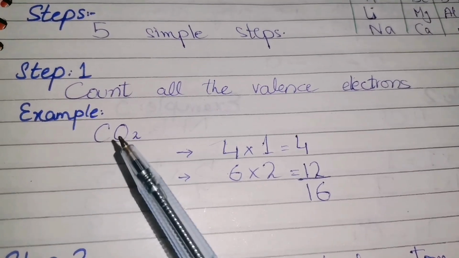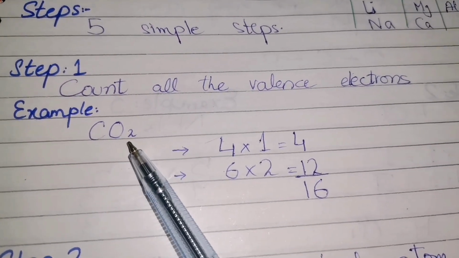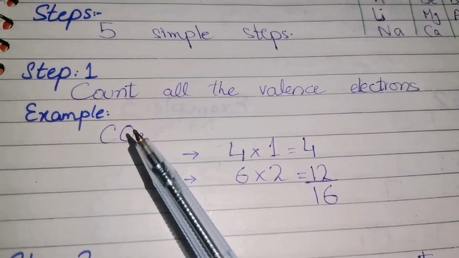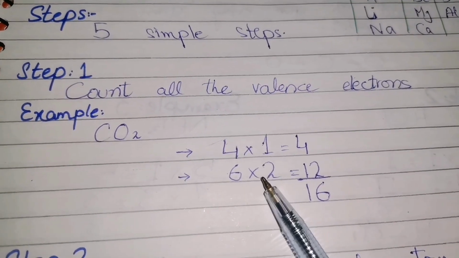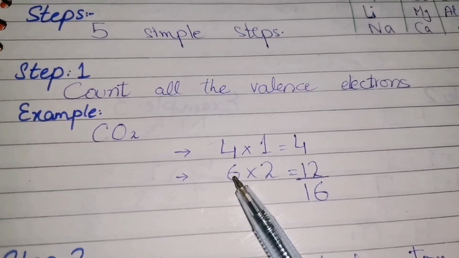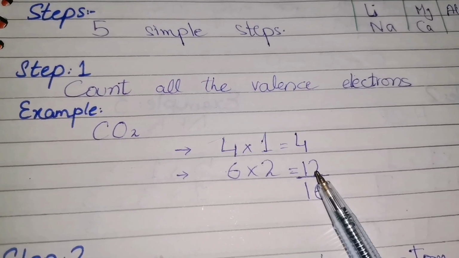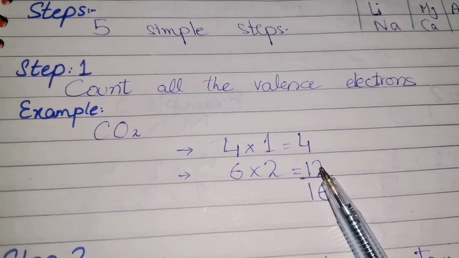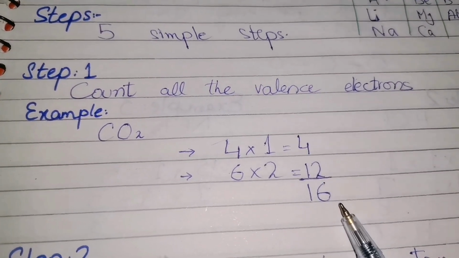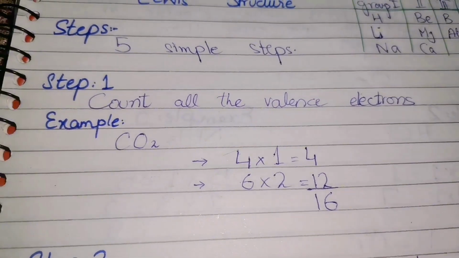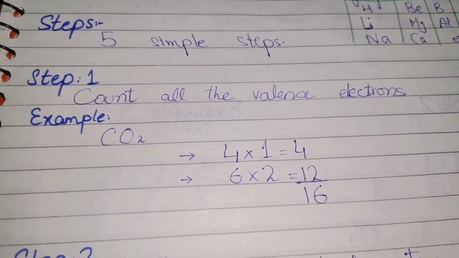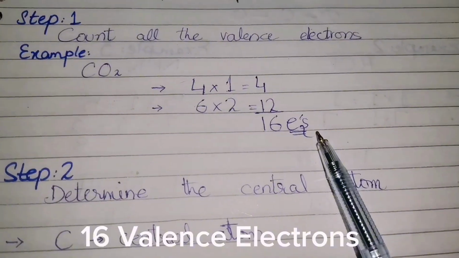Oxygen, we know that it is present in group 6 of the periodic table. So 6, and how many oxygens are present? 2. So we will multiply both, we will get 12. We will add these answers. Now 12 plus 4 is equal to 16. So how many electrons total we have? We are having 16 electrons.